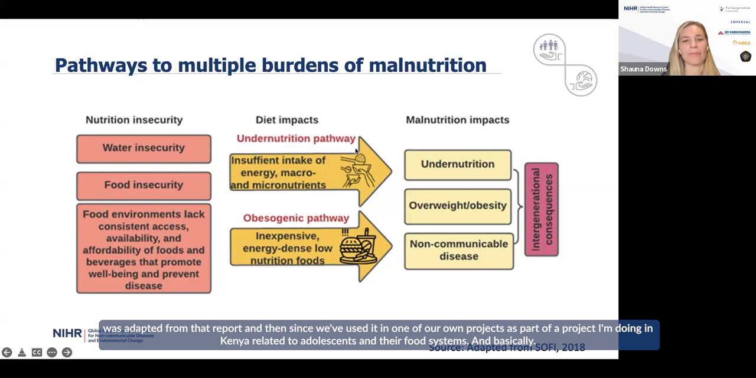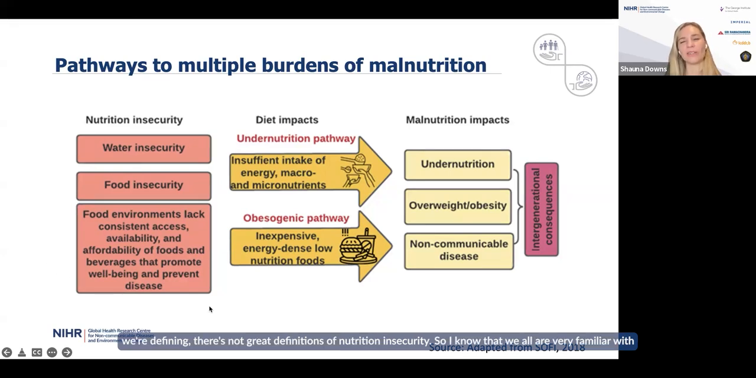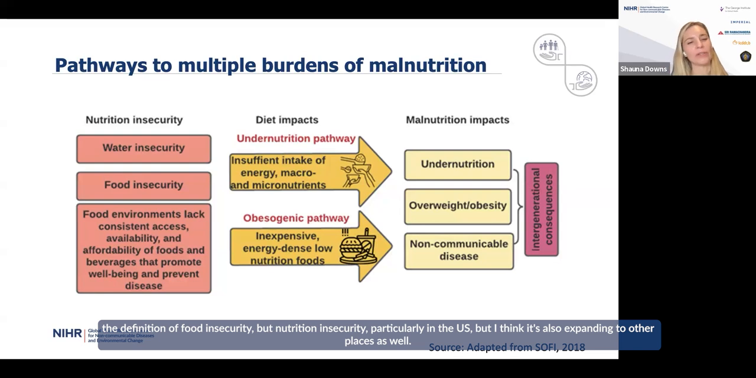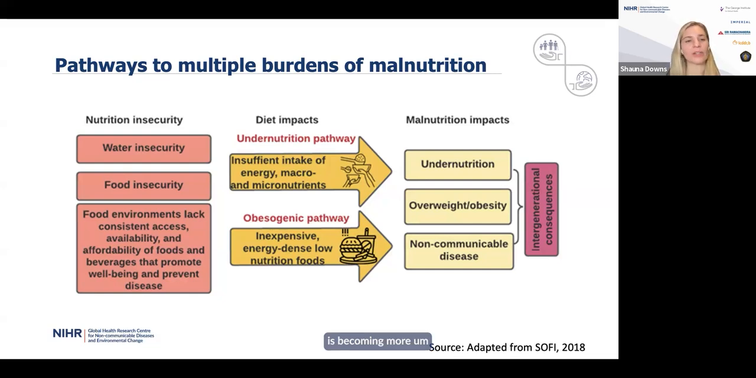And basically, one of the things that we've added into this is to include water insecurity. The idea is to look at nutrition insecurity. There's not great definitions of nutrition insecurity. I know that we all are very familiar with the definition of food insecurity, but nutrition insecurity, particularly in the US, but I think it's also expanding to other places, is becoming more common in terms of the framing. There's not a great definition of it, but essentially what it entails is food insecurity.